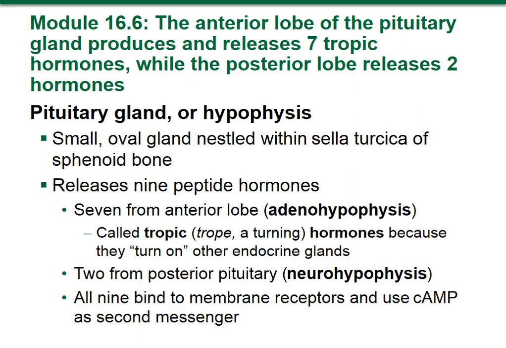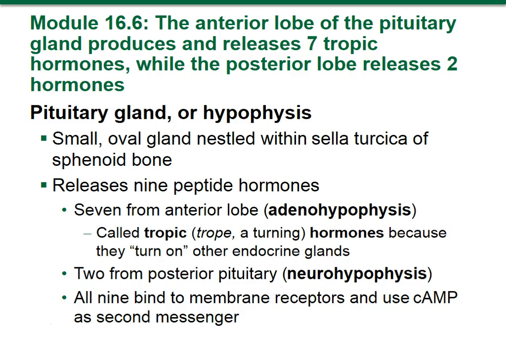The 7 that are released from the anterior lobe we call tropic hormones, because they turn on other endocrine glands. But all 9 of these hormones from the pituitary gland bind to membrane receptors. So none of these that are produced by the pituitary gland go inside of the cell. They all bind to receptors on the membrane.